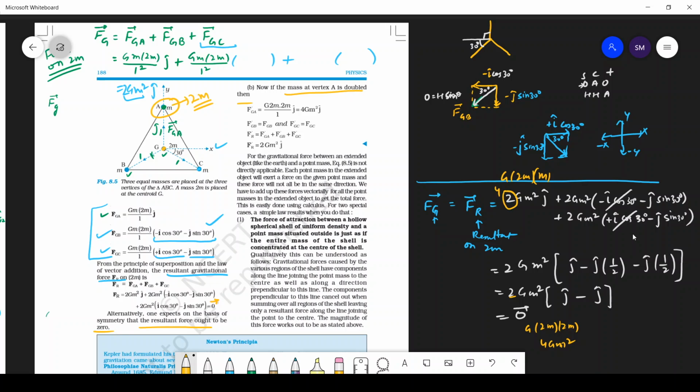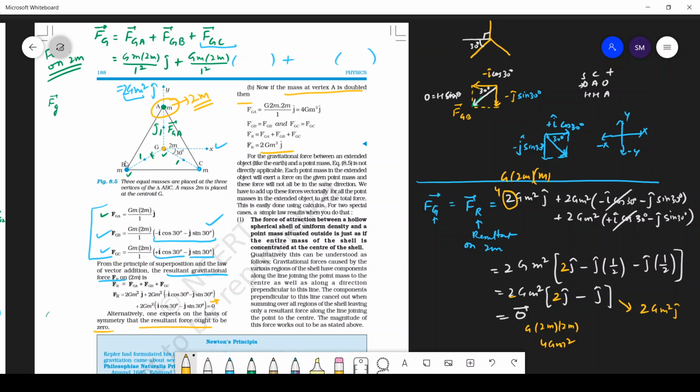Rest of the things will cancel out and will remain same. So here it is 4, so here I have 2, right? And here also I have 2, because 1 2 I have taken out, so here it was 4. So now the force will not be 0 in second case when the mass 2m is there at vertex A. So now it will be 2g m square j cap. So that's the net force, 2g m square j cap.